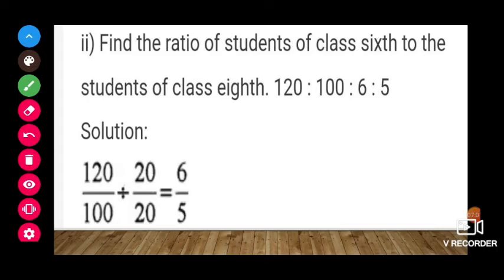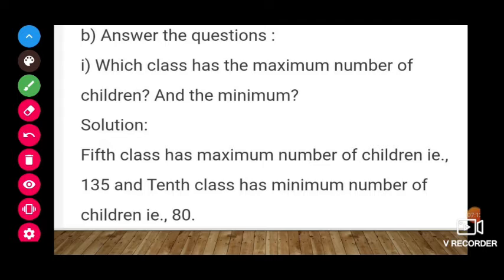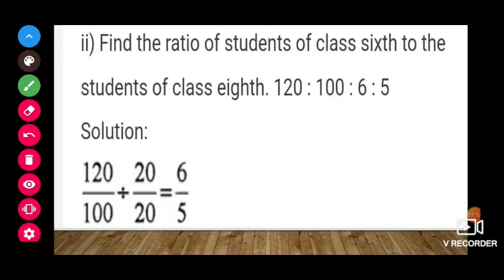Find the ratio of the students of class 6 to class 8th. Class 6th and class 8th, we have to find the ratio. Class 6 is 120 and class 8 is 100. So how will we find the ratio? A ratio is a relationship between two quantities. By dividing one number by another number, we reduce that, and that will be the ratio. Okay. So here 120 divided by 100.